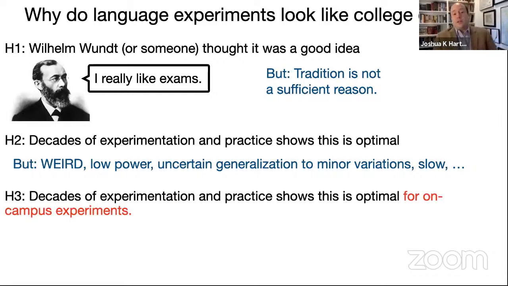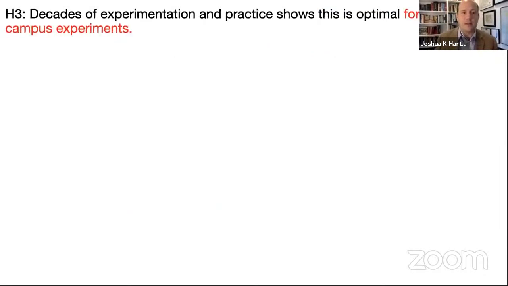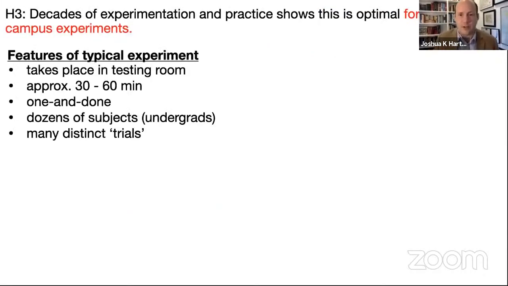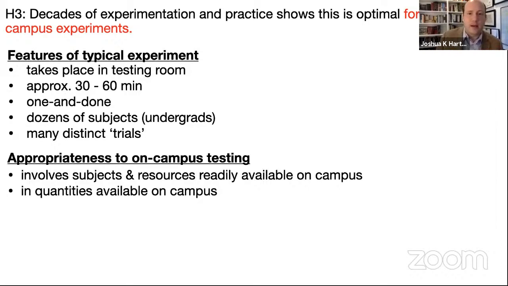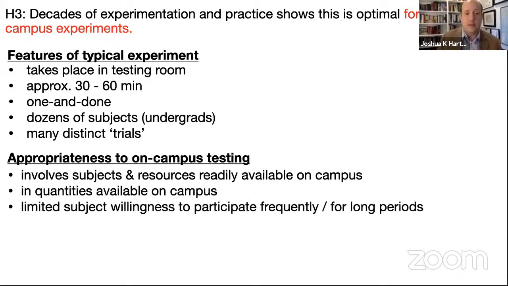Another possibility, which is the one I think is right, is that decades of experimentation and practice show us that this is the optimal method for on-campus experiments. Right? If you're going to do an experiment on campus, these features are reasonable features. So they involve subjects and resources that are readily available on campus, in quantities available on campus. There's pretty limited subject willingness to participate frequently or for long periods. This is why the studies are short and they're one and done.